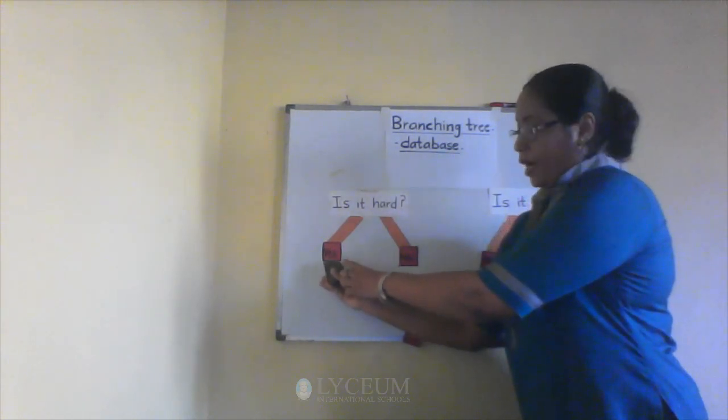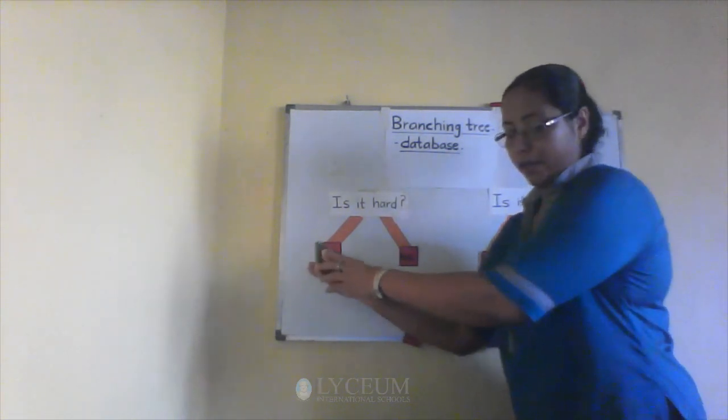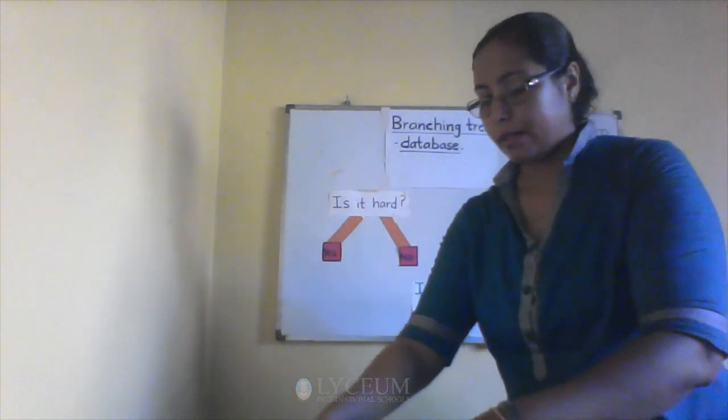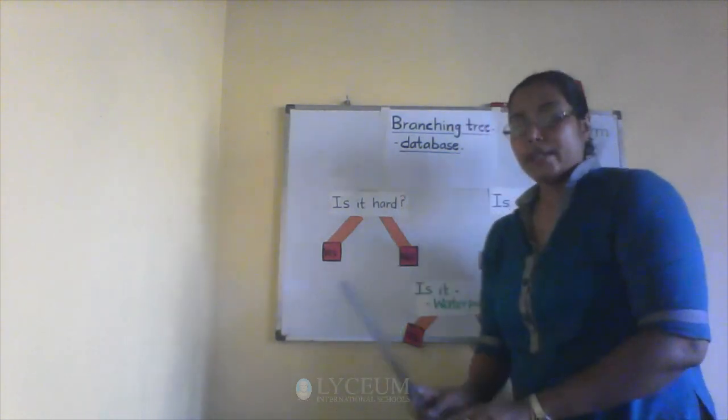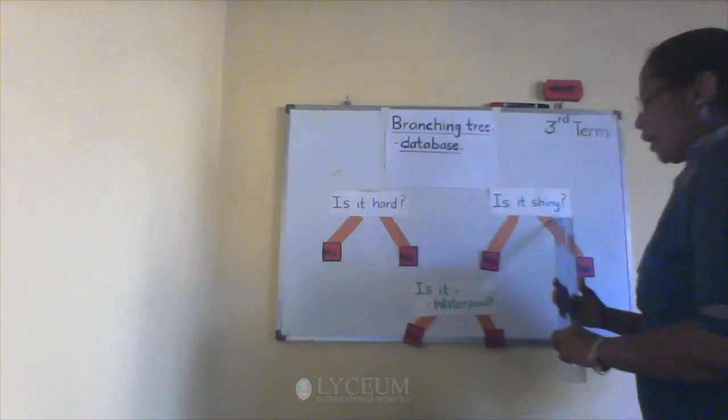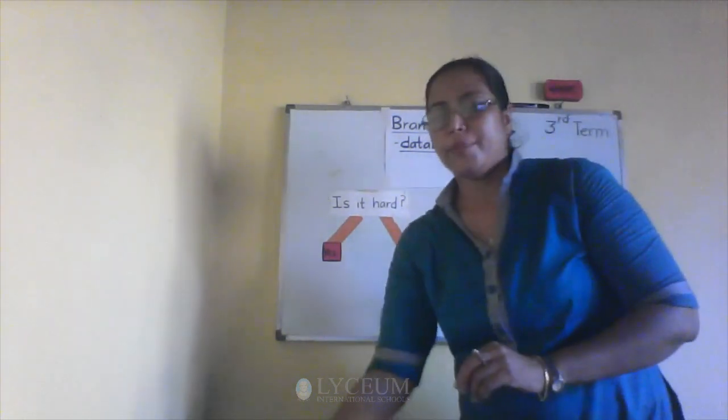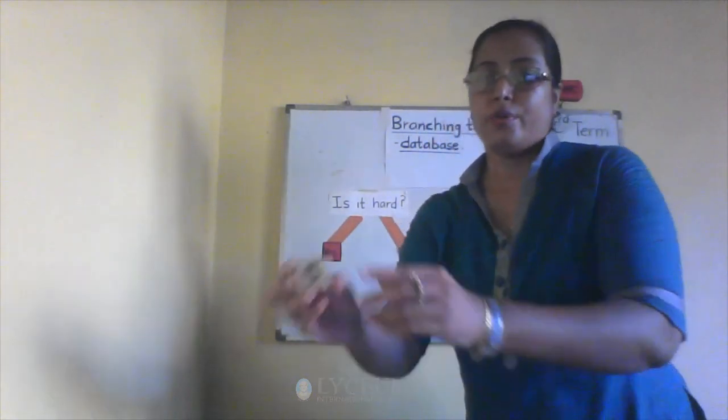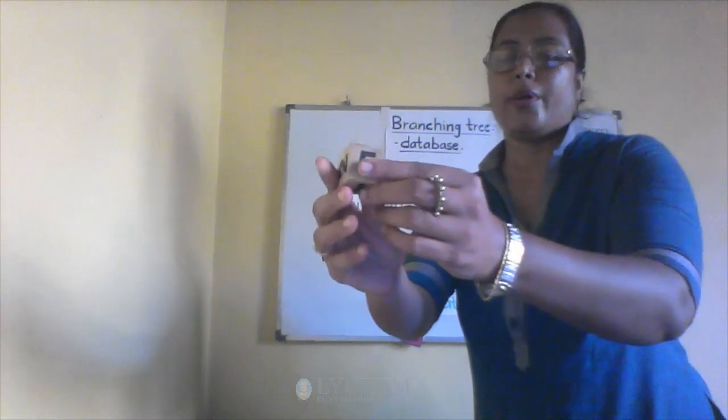Right, now I am unable to leave it like this, so I will leave it on the table. Now we are going to move on to the next property, shiny. Now let me show you this block of wood, or the dice.